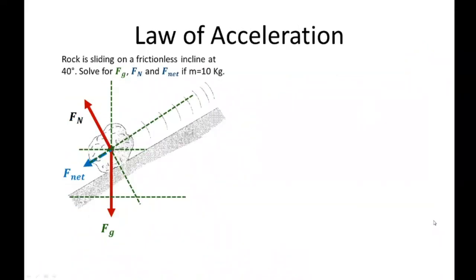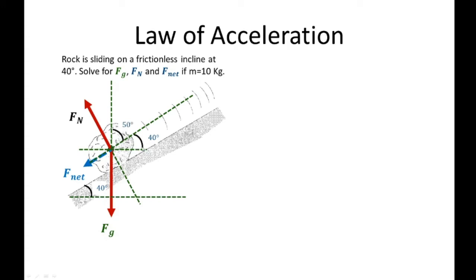Okay, next. Now this time, law of acceleration. This time the rock now is accelerating. So looking at the free body diagram, we have here Fg is longer than Fn, longer than the net force. That means that the value of Fg should be greater than Fn and Fnet. And still, the mass of the object is 10 kilogram, and the angle is 40 degrees. So this angle right here is 40 degrees. Then this angle also here is 40 degrees.